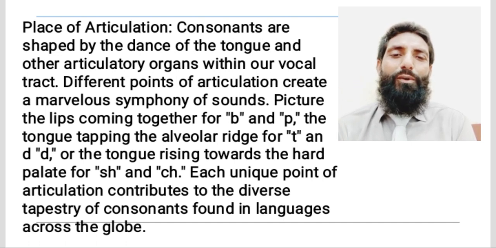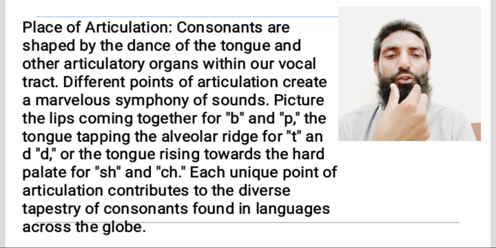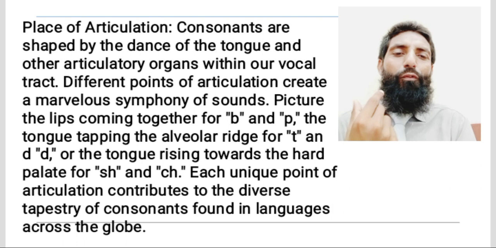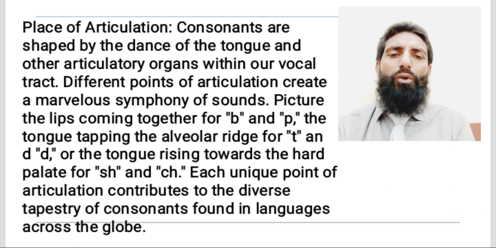So if you are going to shape the consonants, it means your tongue should dance. It should move upward, downward, and its movement should be lateral or unilateral. So it can move back and forth also to produce and shape the sounds like consonants. Consonants are shaped by the dance of the tongue and other articulatory organs within our vocal tract.